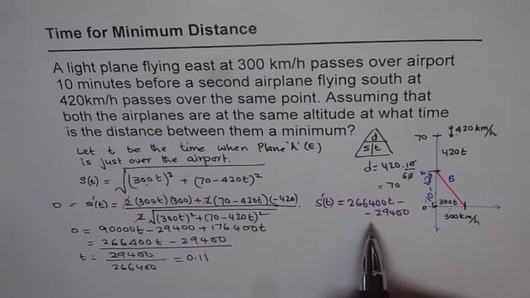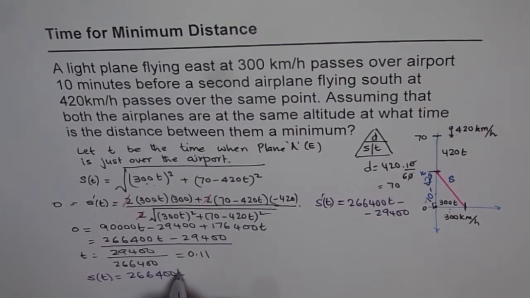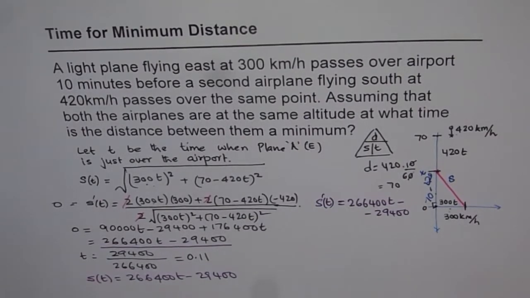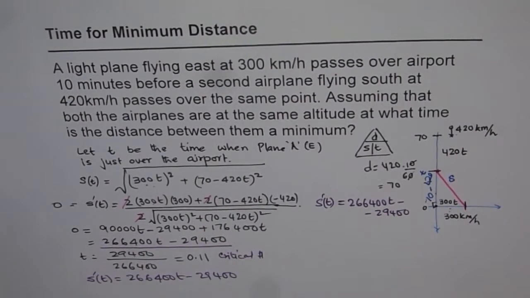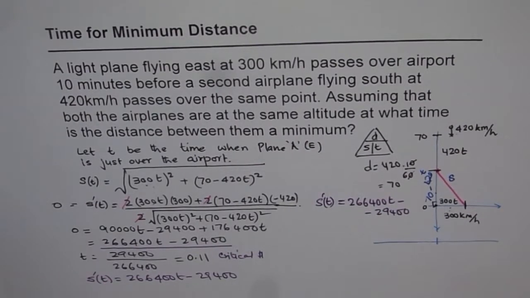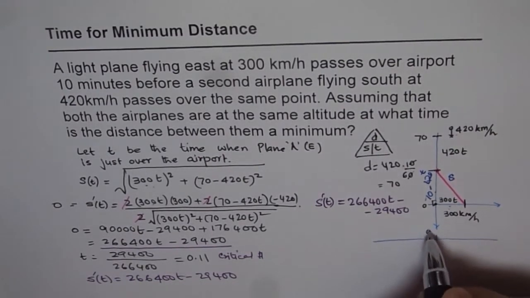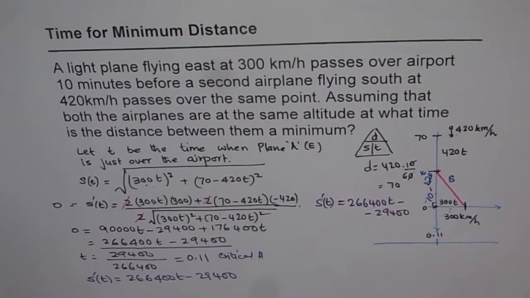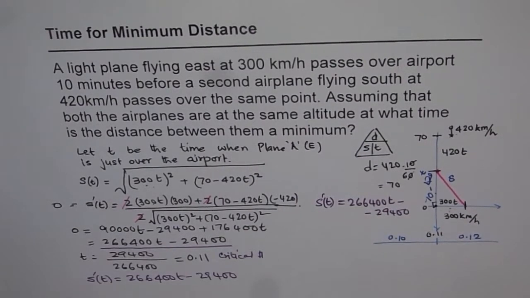So let me write it separately. We have this function s'(t) equals 266,400t minus 29,400, correct? s', change in distance, right? So now we find a critical number. That's the critical number, 0.11. Now what we need to test is that on either side of this critical number, how is the rate of change of distance changing? This is what we have to check. So t is 0.11 for us. Let's take a test point on either side, let's say 0.12 on this side and 0.10 on the other side.